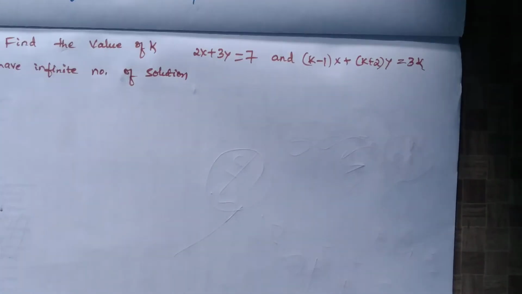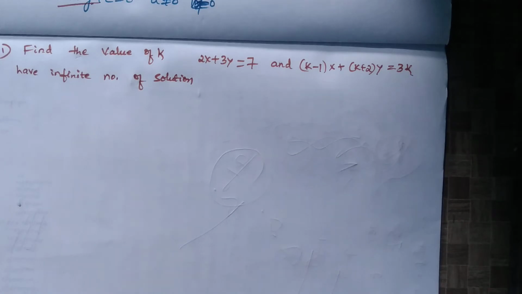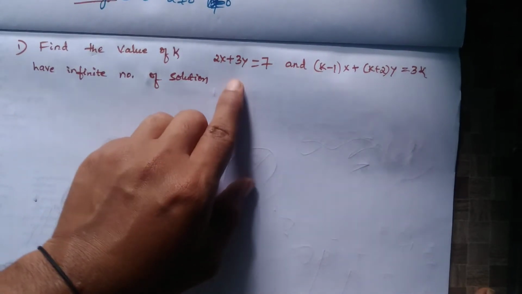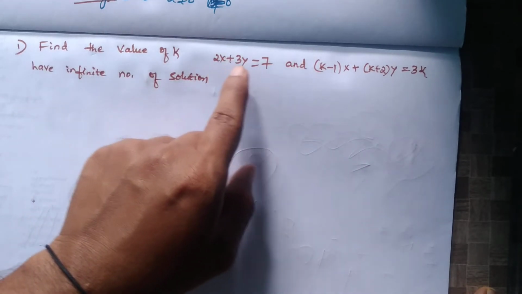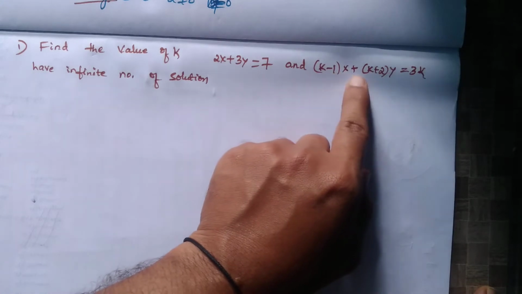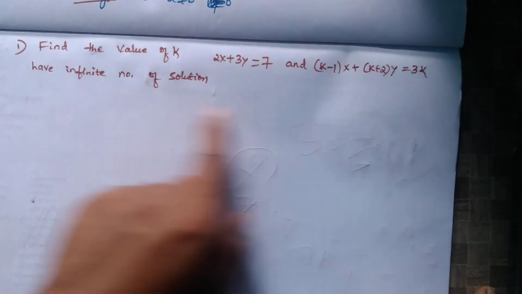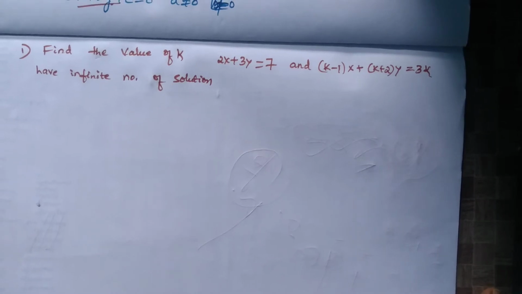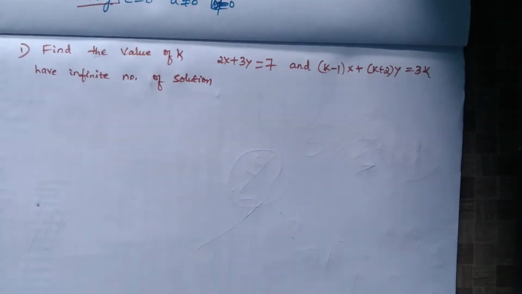Our question is: find the value of k in the equations 2x + 3y = 7 and (k - 1)x + (k + 2)y = 3k, which have an infinite number of solutions. Here the two equations form an infinite number of solutions.